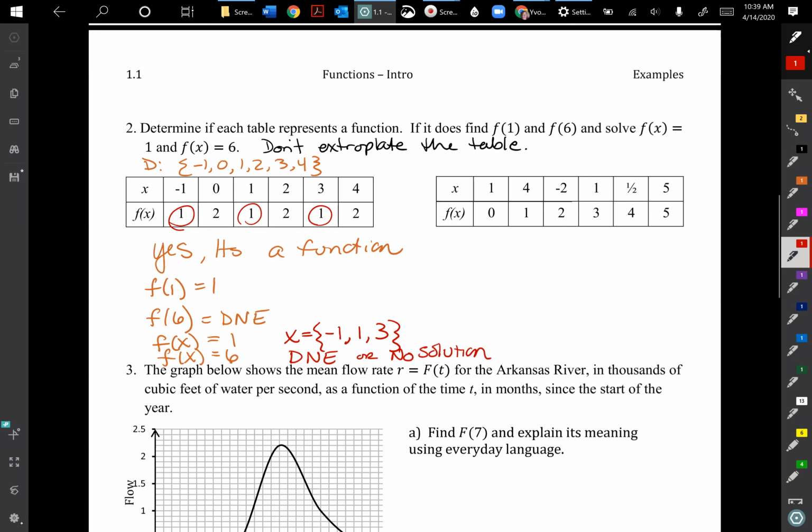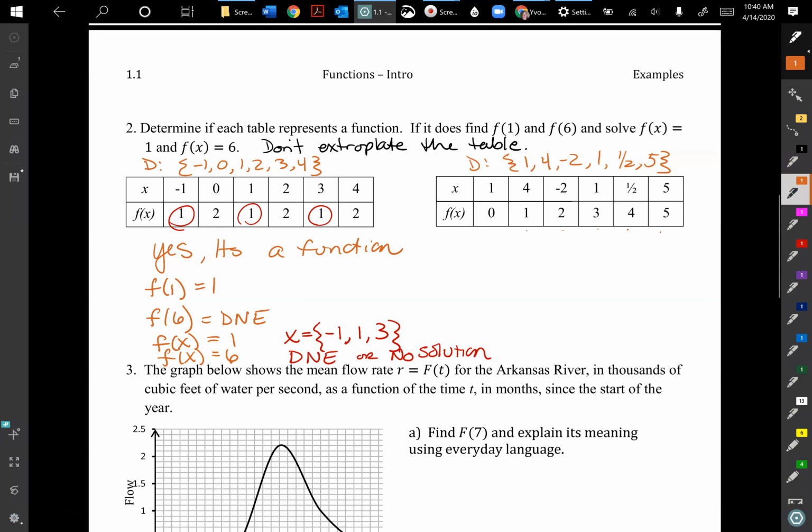Okay, so for the second table on the right, we have a domain of 1, 4, -2, 1, 1/2, and 5. And we have our range is 0, 1, 2, 3, 4, 5.